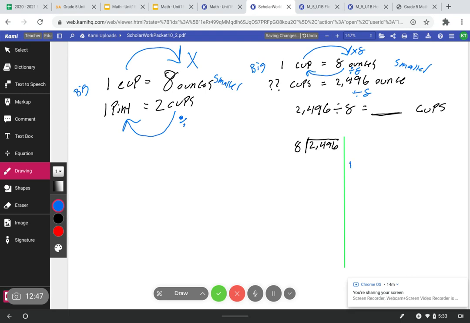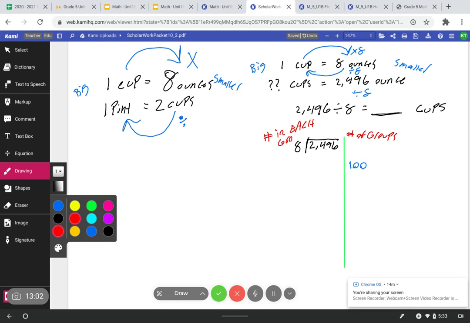So that's going to be 100 groups, because we're doing number of groups, number in each group. So 100 times 8, that's going to be 800. Let's subtract that and see how much we have left over. After I subtract 800 from 2,496, I am left with 1,696.